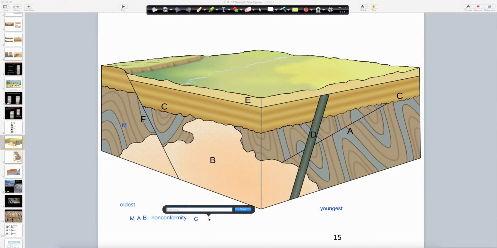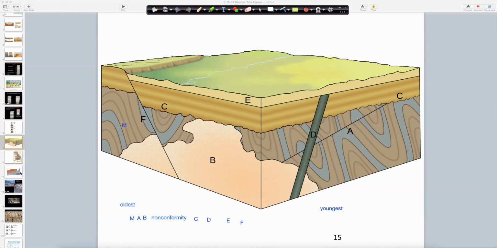The next one is going to be D. D cuts across C, but not into E. So then we're going to have E, and then finally F is going to be the youngest, because F cuts across all layers, including E. You can see the fault scarp right up here. And then if you wanted to label the little river, you could and make that the youngest. But that's the general order that the events are formed, based on the principles of cross-cutting relationships.